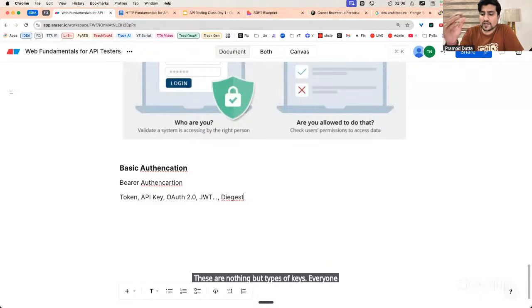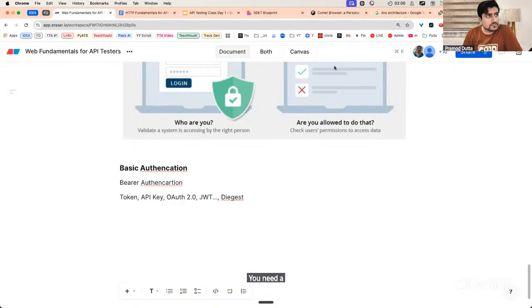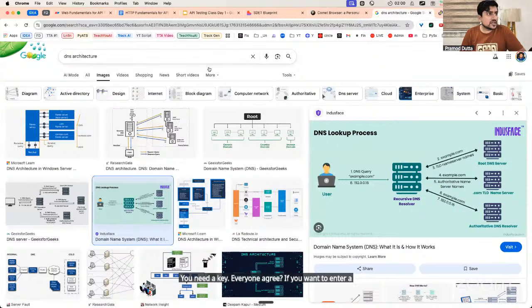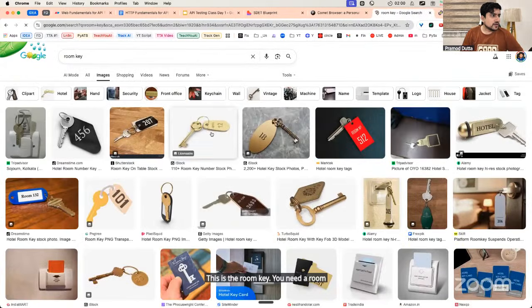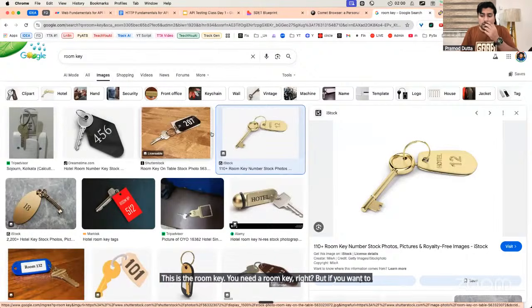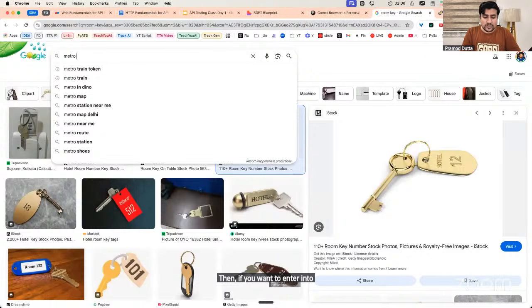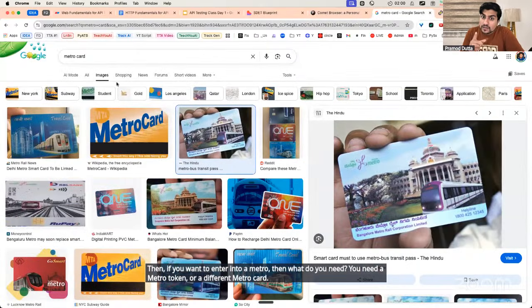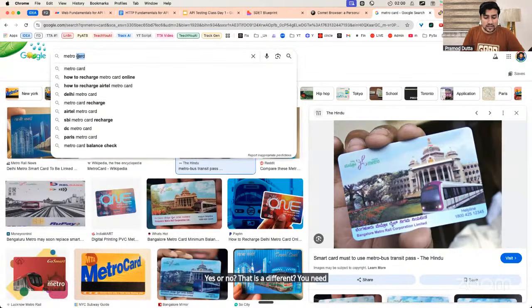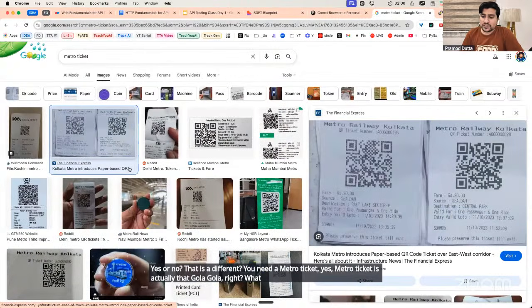Everyone, let me give you a simple example. For example, if you want to enter a room, you need a key. Everyone agree? If you want to enter a room, you need a room key. But if you want to enter into a metro, what do you need? You need a metro token or a metro card. Yes or no? That is different. You need a metro ticket. Metro ticket is actually that token, right? Nowadays it is a QR code.